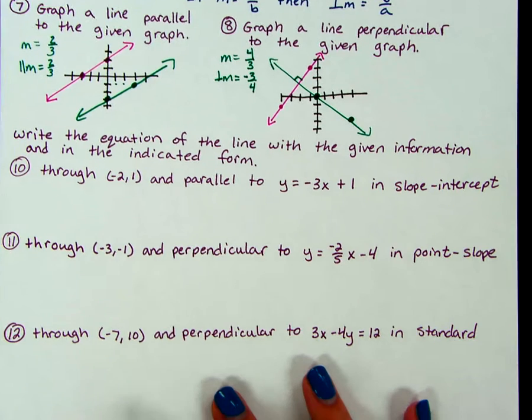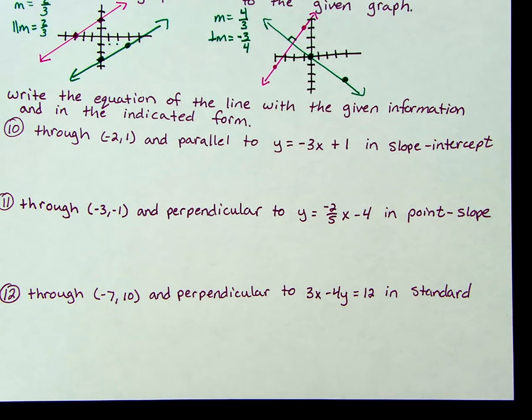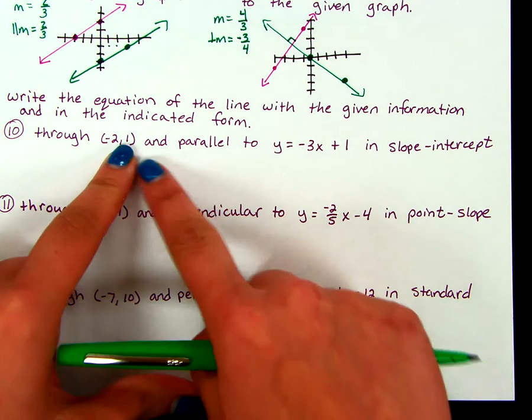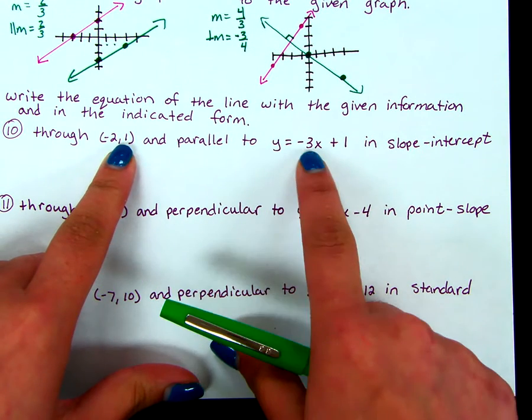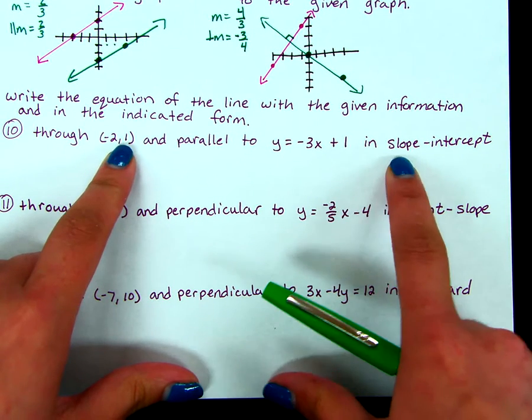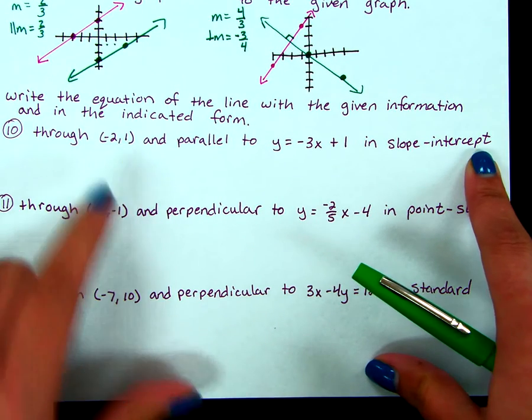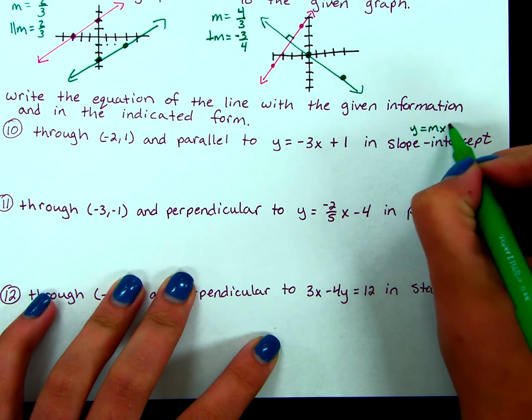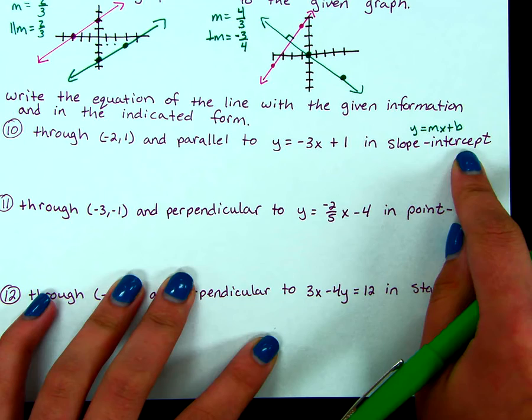All right, let's try a little bit more specific examples. So our directions tell us to write the equation of the line with the given information and in the indicated form. Okay, so we have a couple different pieces to our directions. So we need to write an equation through -2, 1 and parallel to y equals -3x plus 1 in slope-intercept form. Slope-intercept, again, that's y equals mx plus b. So that's what our final equation has to look like.